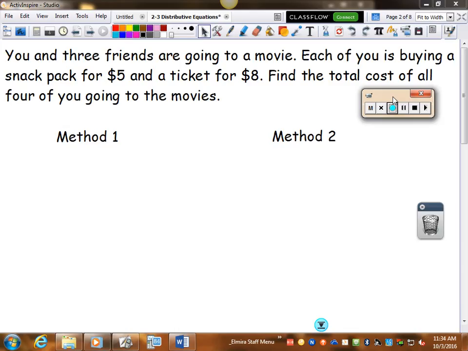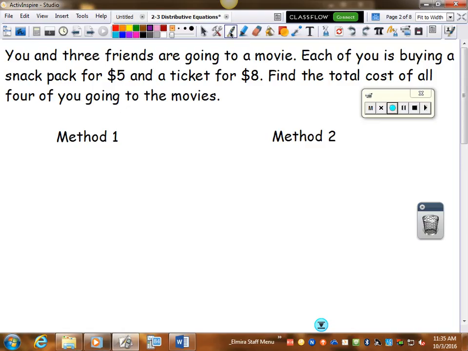Let's say you and 3 friends, so 4 people altogether, are going to a movie. Each of you is buying a snack pack for $5 and a ticket for $8. Find the total cost for the 4 of you to go to the movies.